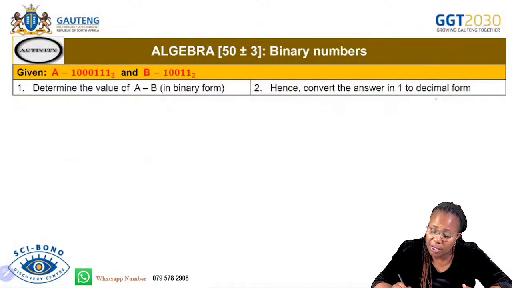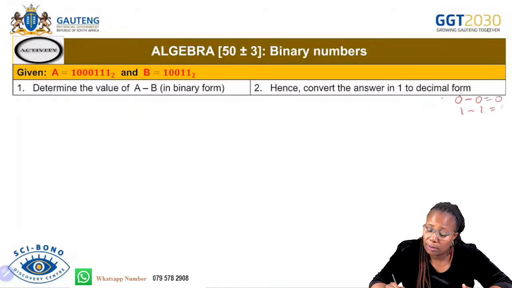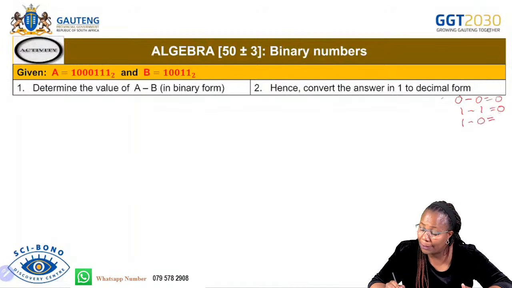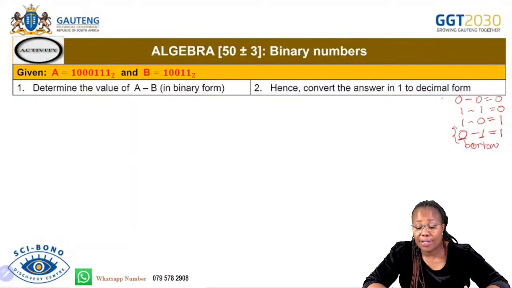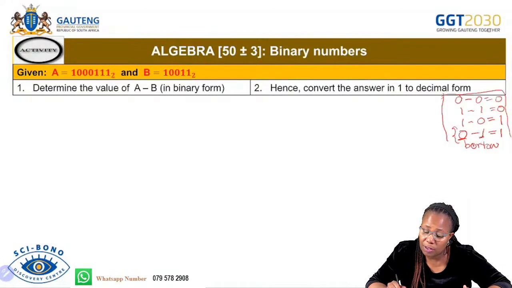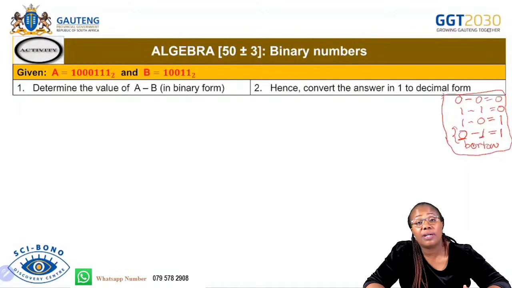If we are having 0 minus 0, the answer will be 0. Okay? When you have 1 minus 1, the answer will be 0. And then when we have 1 minus 0, the answer will be 1. And then when we have 0 minus 1, the answer will also be 1. But this one is a special case because you will be borrowing somewhere. Since you are subtracting, 0 is smaller than that 1, so you need to borrow there to be able to answer the question. But basically, these are the basics that you must know when you are subtracting binary.